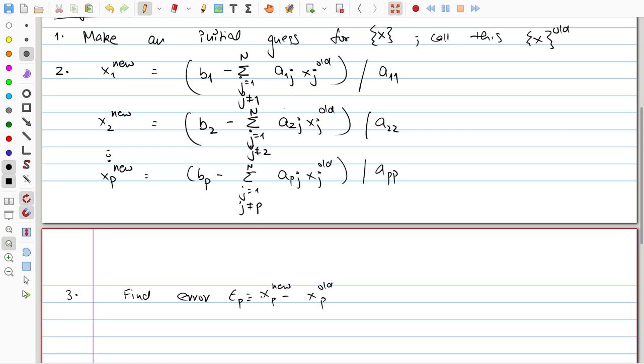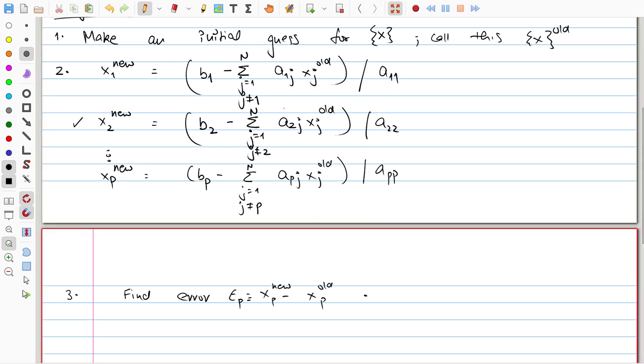So we will define error epsilon p as the difference between the new value for the pth x and the old value. For instance, we have calculated x2 new and we also had x2 old. We will take a difference of those and we will do it for each value. There are different ways to find the error. I am just giving you one method.